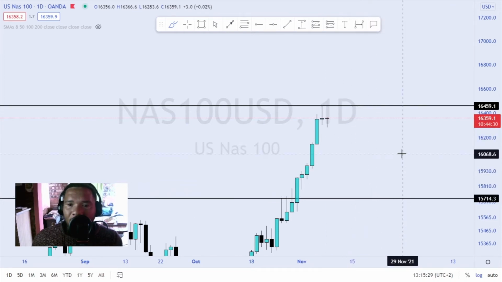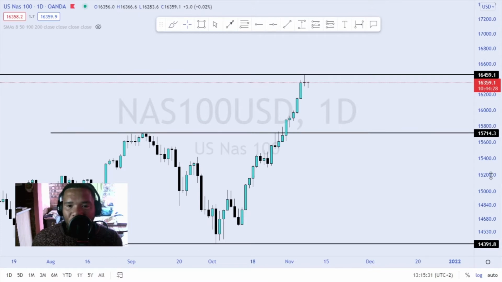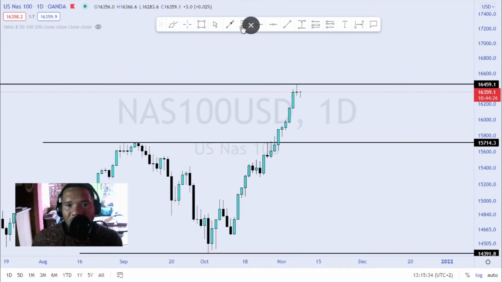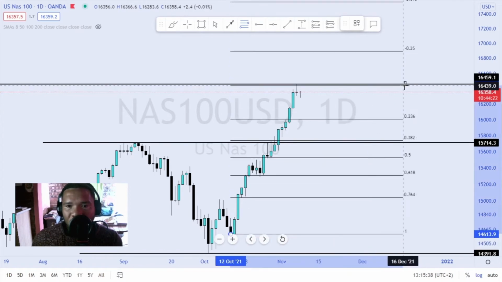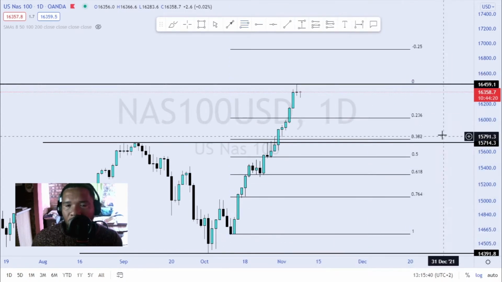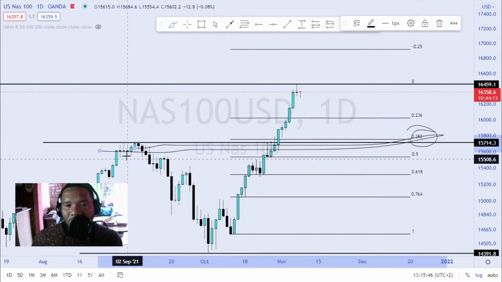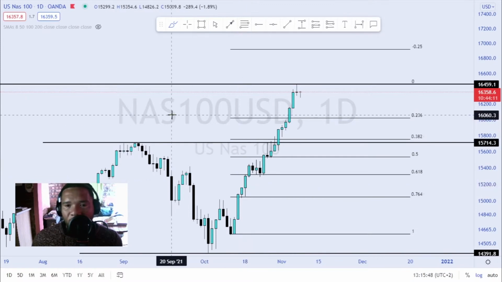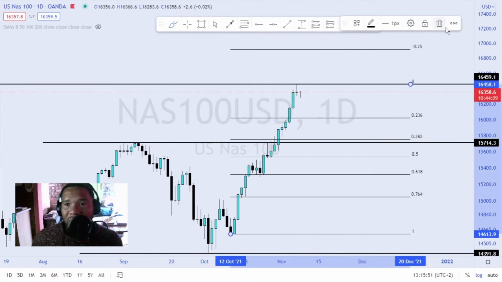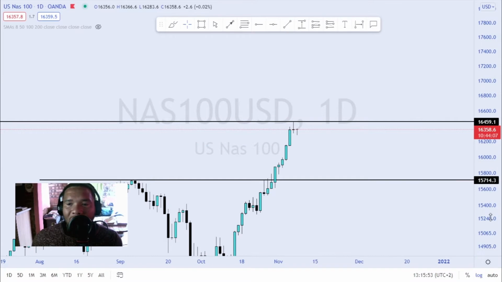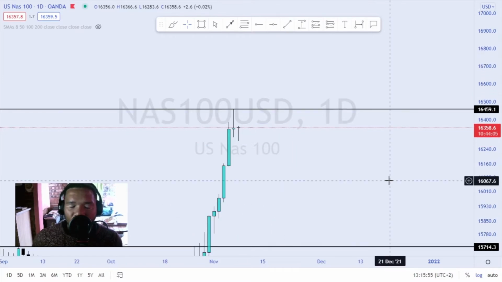And we can mark our Fibonacci as well from this low point, and we will see that our 38 is basically aligned with this region, right? You see how our 38 is basically aligned with this region right here. So we can see some form of a retracement once that candle closes bearish on the daily time frame, guys. That's going to be a good setup.